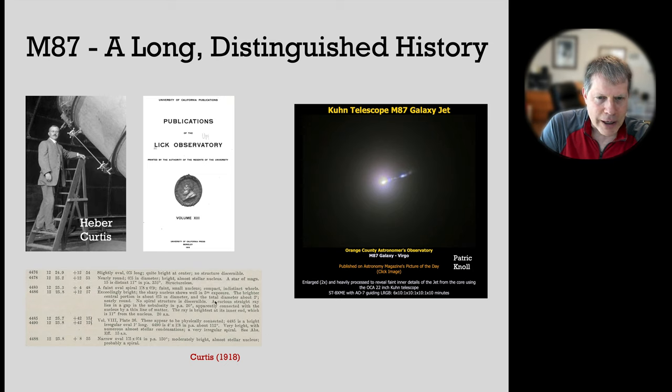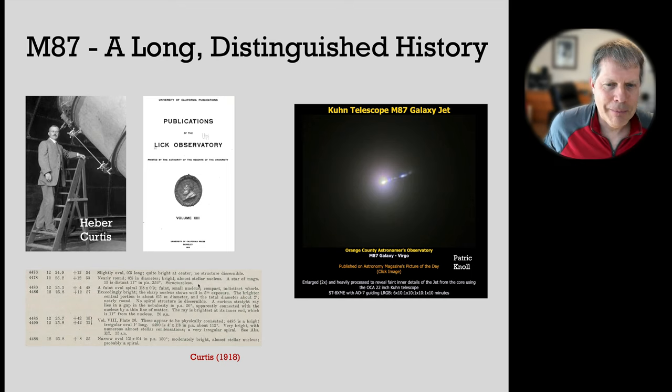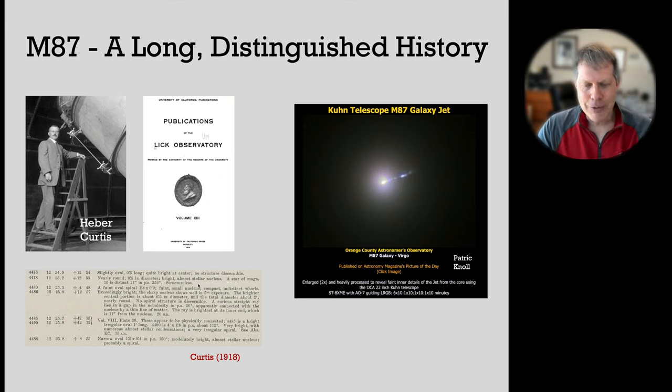And in fact, it's written right here. A curious straight ray lies in a gap in the nebulosity at a position angle of 20 degrees, apparently connected with the nucleus by a thin line of matter. Now, Heber Curtis didn't understand what he was seeing at the time, but he was seeing a jet. The jet in M87, which has been studied extensively today.